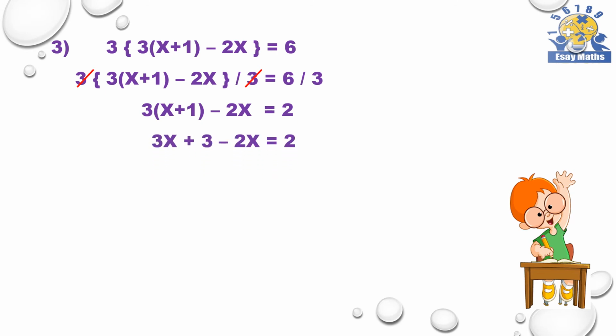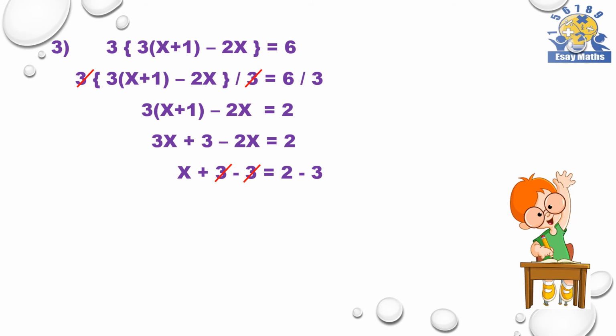3 into x, 3x. Plus into plus, plus 3 into 1, 3. Then minus 2x equals 2. Now there are like terms in the left hand side. So we should simplify the terms. 3x minus 2x, then it will remain only x plus 3. x plus 3 equals 2.